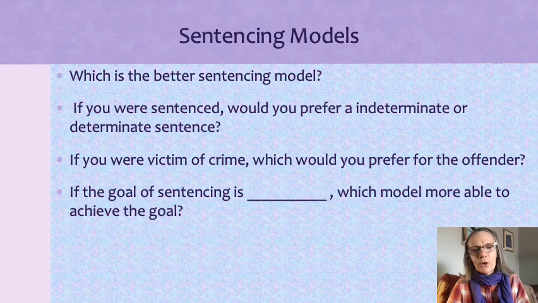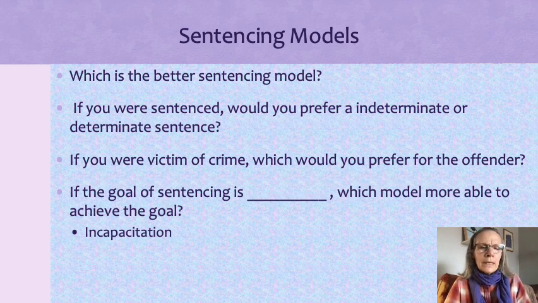And then also, if the goal of sentencing is fill in the blank, which model do you think would come closer to achieving that goal? So let's say the goal of sentencing was to incapacitate somebody, keep a dangerous person out of society. I think for me, that would maybe be the indeterminate model, that if the goal is to keep harmful people out of society, unless you think it's possible that somebody is incapable of not engaging in harm. And I think that would become self-evident during your incarceration, right?